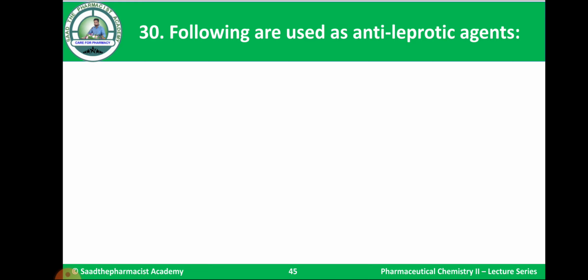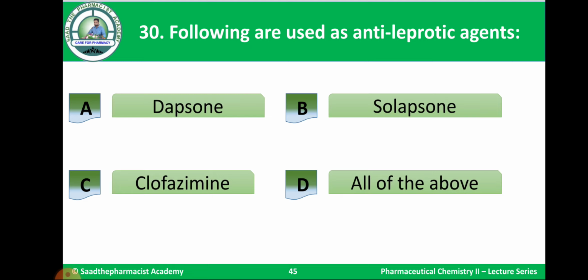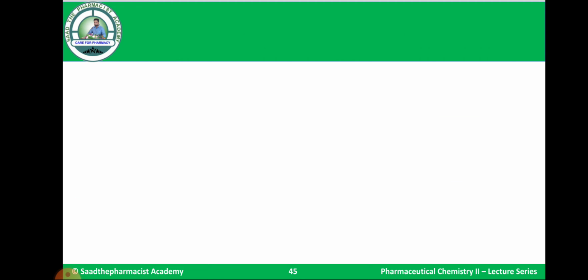Question number 30. Following are used as anti-leprotic agent. And the options for this question are A. dapsone, B. solapsone, C. clofazimine, D. all of above. And the correct answer for this question is all of above.